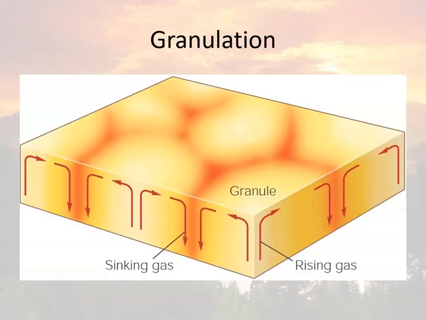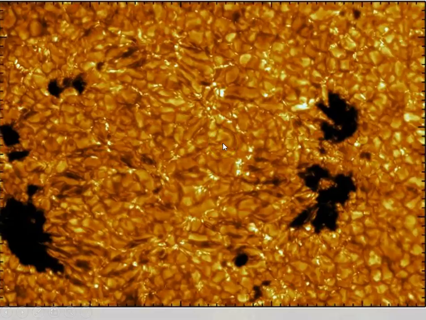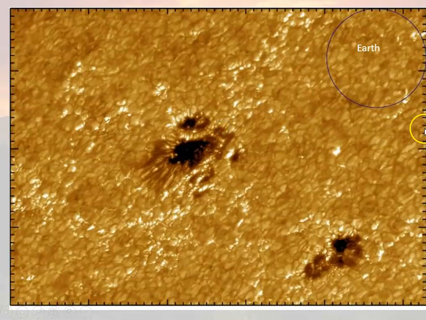So here's kind of how this granulation works. You have these little convection bubbles coming up toward the surface, then they spread out, releasing their energy, and then fall back. Notice that when they fall back, they are cooler, which is why these areas are darker. In fact, here's one of those areas between two granulation cells.